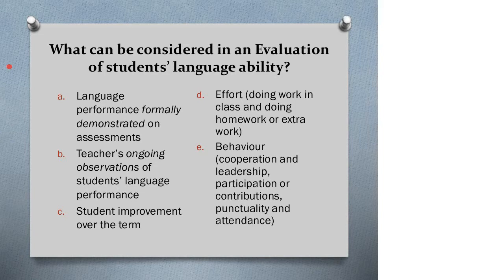So for example, a student might be the type who takes longer to process things, and so makes progress slowly. So if you're looking at student improvement over the term, that might be a factor. A student might want to learn, but not have time to do homework due to employment conditions. Childcare issues can have an impact on attendance and punctuality, and so on.